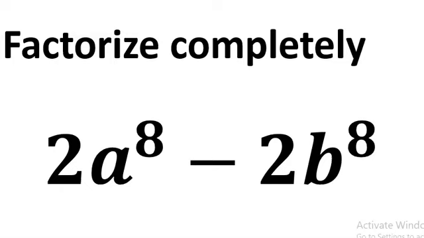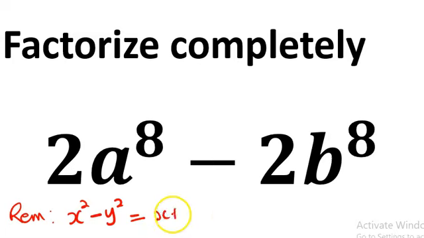To some mathematics. In this video, we are to factorize completely 2a to the power 8 minus 2b to the power 8. Let's see how we are going to solve this problem. Okay, now I want you to remember this difference of two squares: x squared minus y squared is equal to (x plus y)(x minus y). This is what we are going to use to factorize this.